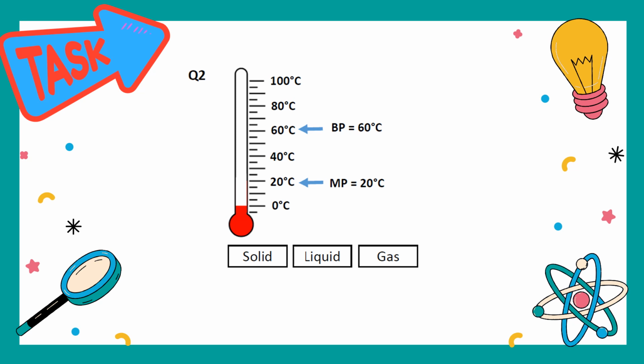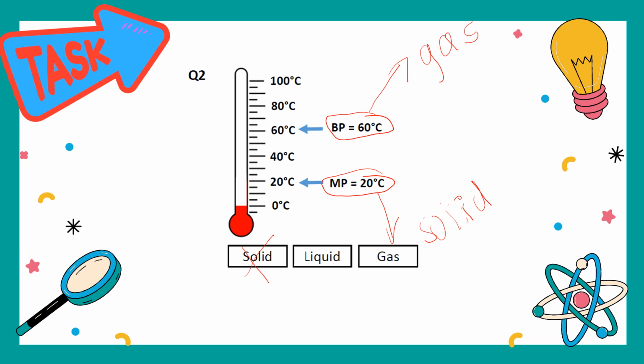Okay, if you had a chance to look at this, we can see that in this question we have a substance with a boiling point of 60 degrees and a melting point of 20 degrees. That means anything above 60 degrees will be gas, and anything below 20 degrees will be a solid. Anything between 20 and 60 degrees will be a liquid. So looking at the thermometer, we can see that the substance is at 0 degrees Celsius. Therefore, we can say that this substance is currently a solid. So once again, well done if you got that correct.